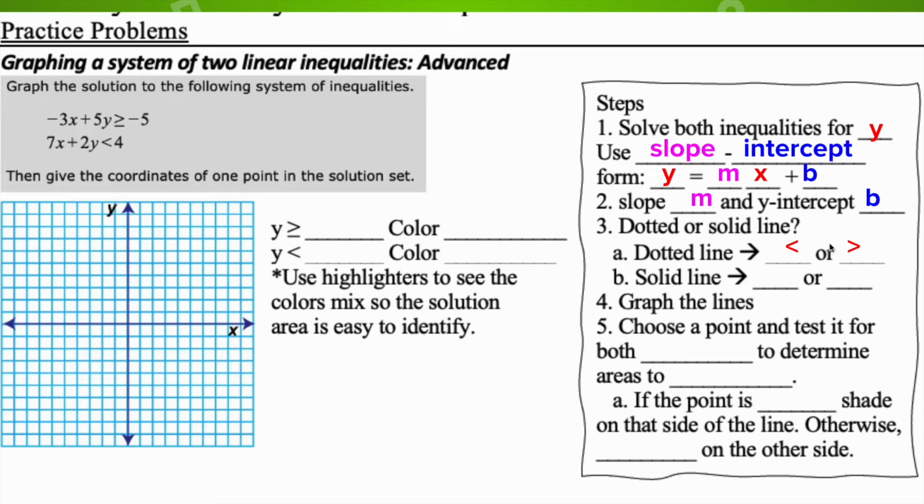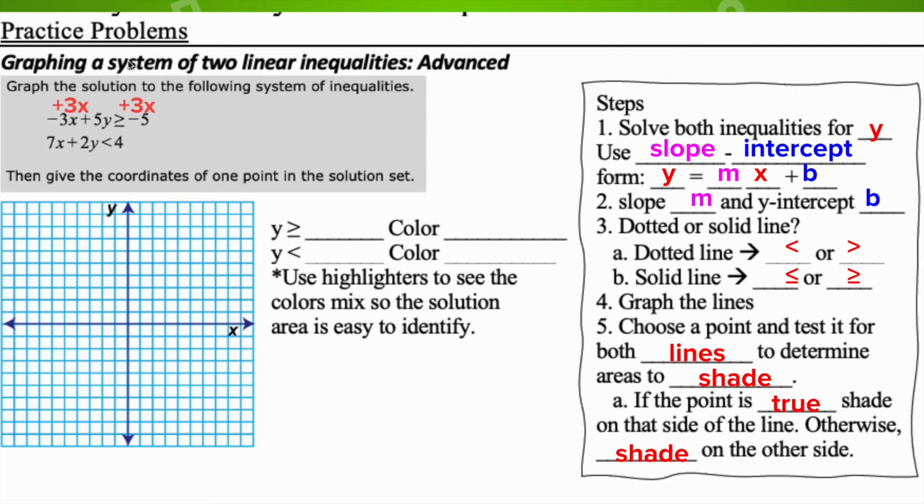If it's less than or greater than, it's dotted. If it's less than or equal to or greater than or equal to, it's solid. So those rules haven't changed. And it looks like I'm going to have one of each. I'm going to have a solid line. I'm going to have a dotted line. And then we're going to graph the two lines. We're going to choose a point. If 0, 0 is available, we'll choose that one because it's just an easy point to determine which way to shade. So again, if it's true, we shade on that side of the line. If it's not true, then we shade on the other side of the line. Okay.